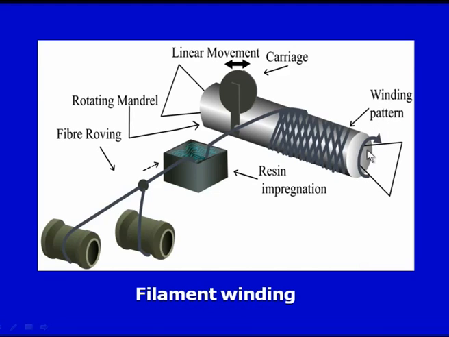One is the rotation of the mandrel and another one is the linear movement of the carriage. So, if we are able to put an optimal combination of the rotation of the mandrel and the linear movement of the carriage, we would be able to generate a winding pattern which would result in very good mechanical properties of the filament wound product.